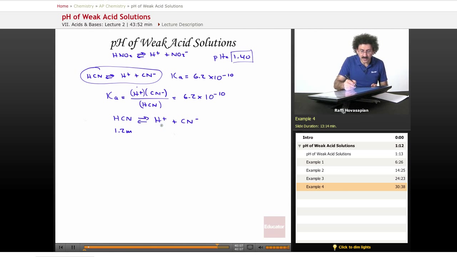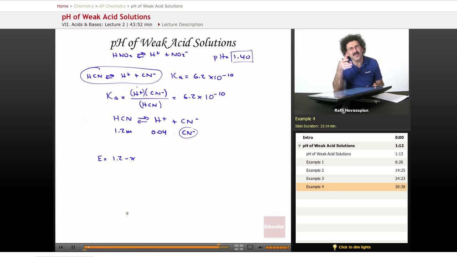Now we have the H plus concentration, which is 0.04. This is the equilibrium concentration. This is what we want, this CN minus concentration. Now, it's true that of the HCN, some of it will dissociate. So the fact of the matter is, the equilibrium concentration is going to be 1.2 minus X. But again, remember what we said, the dominant equilibrium here was the nitrous acid. And it's so dominant that it's actually going to suppress this dissociation.